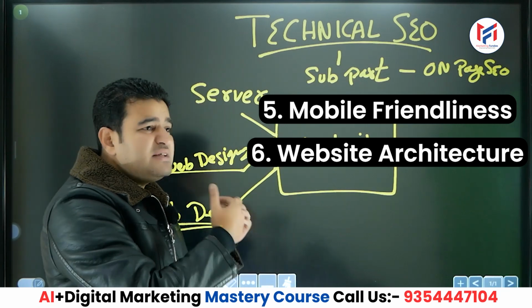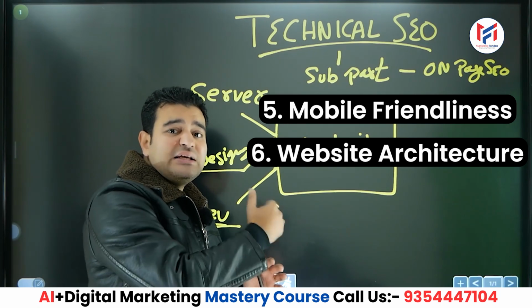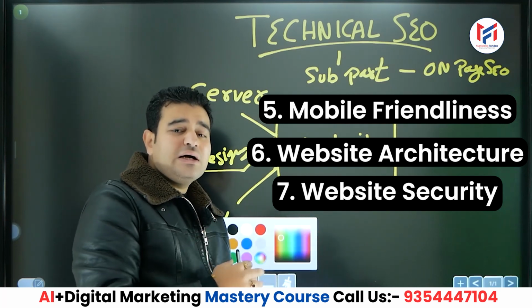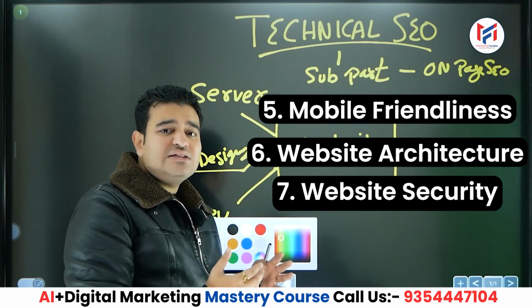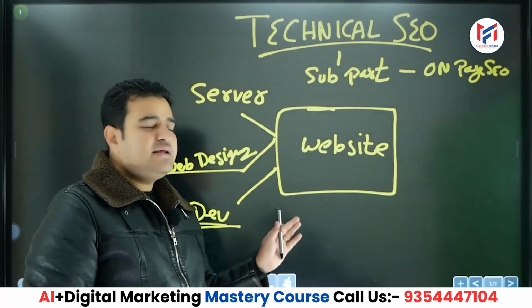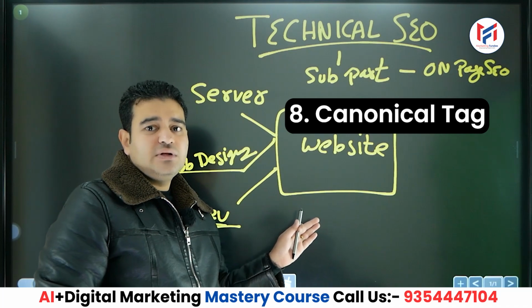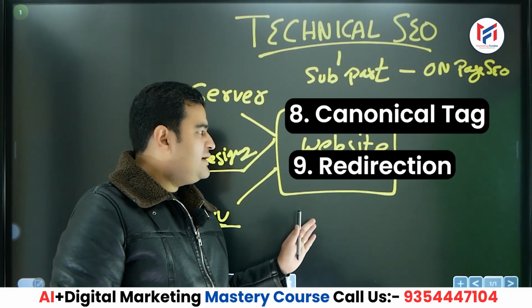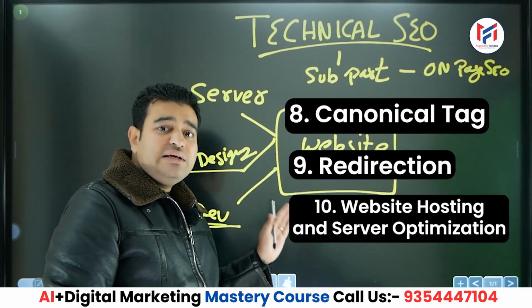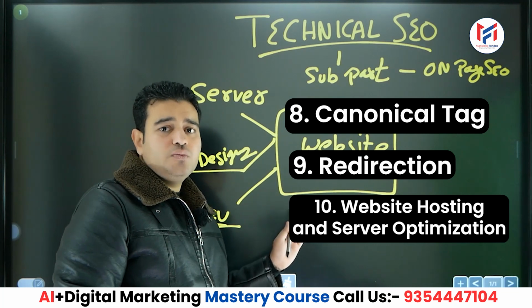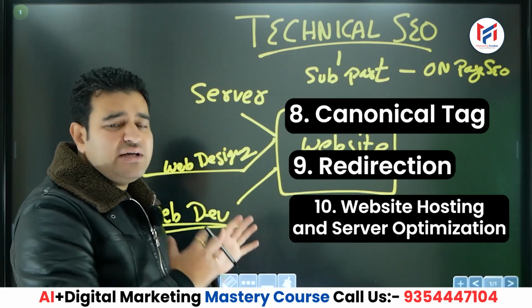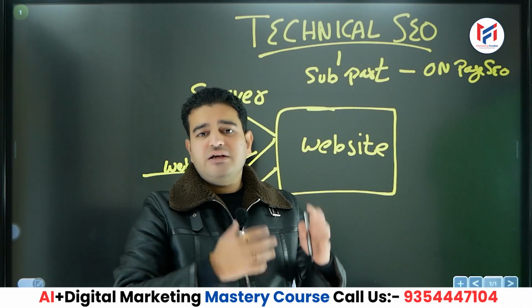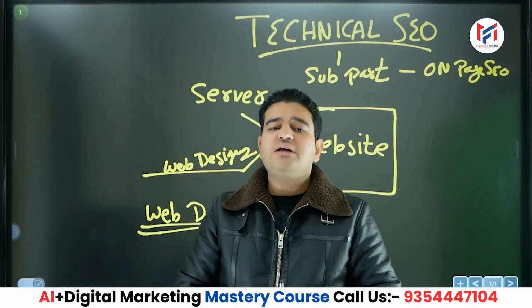Now, the seventh point we will discuss is HTTPS, which stands for security and protection. Obviously, the website is great, but if it is not secure, it can be hacked or infected with a virus. What is the benefit? The eighth is the canonical tag. The ninth is redirection issues. The 10th is website hosting, which is a server optimization issue. So friends, this is technical SEO. This indicates the problems that occur within SEO. This is a list of them, which we will go into more detail about in this course.